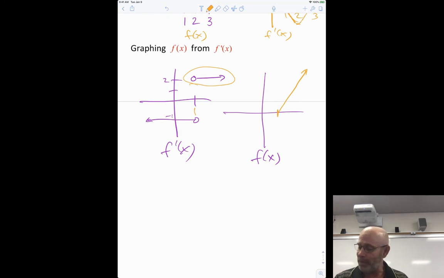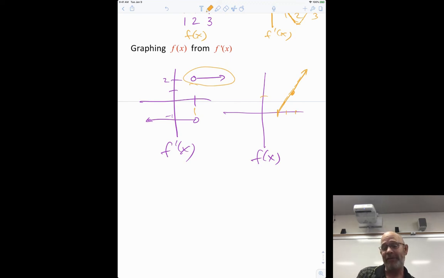I could be more precise. I could go rise over run is 2, so I could go 1, 2, 1 or something like that. I wouldn't worry too much about that. The idea is it has to be a line because all of these tangent lines, hard to draw tangent lines to a line, but all of those tangent lines are the same. They're all equal to 2.